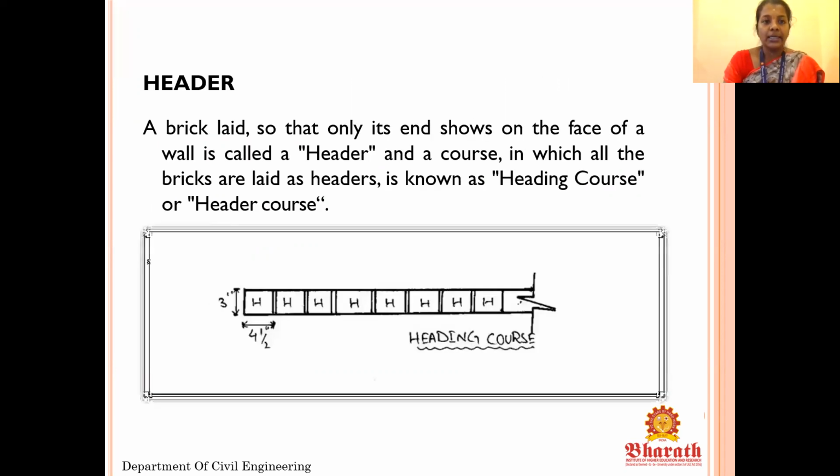So this is header. A brick laid so that only its end shows on the face of the wall is called header. So if the face of the brick is shown towards the wall, it is called stretcher; if the end of the brick is shown on the wall, it is called header. A brick laid as header forms a heading course or header course.